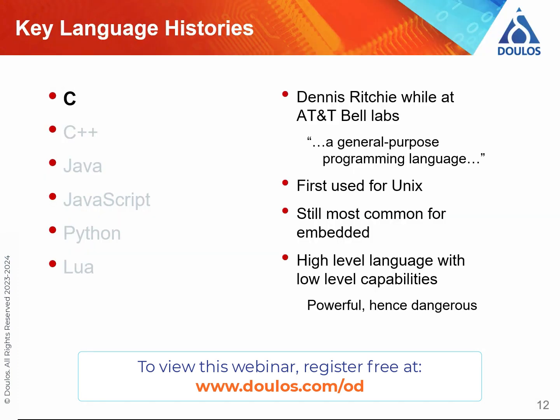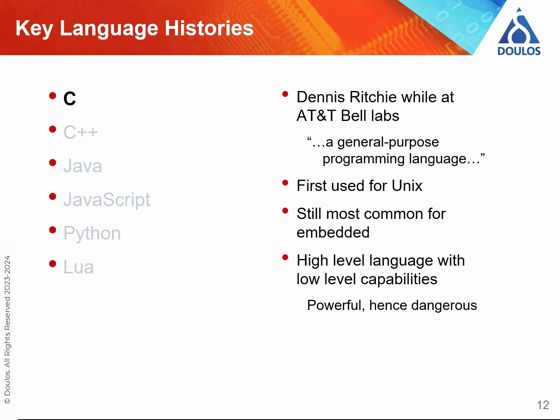C's been around since the 1970s, originally developed by Dennis Ritchie while he was working at AT&T Bell Labs, and it was intended to be a general purpose programming language. So it wasn't actually intended for embedded systems as such, it was suitable for all types of computing, and it was designed to be a general purpose language that was more productive than assembler. It's still the most common language that's used for embedded today, and we can think of it as being a high-level language that has low-level capabilities that make it ideal for controlling hardware. It's powerful, but with that power it's also dangerous, so you need to know what you're doing.